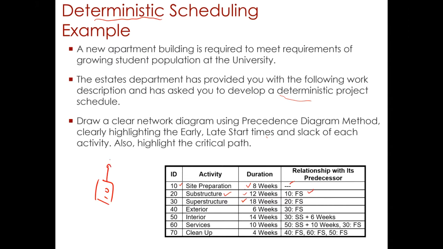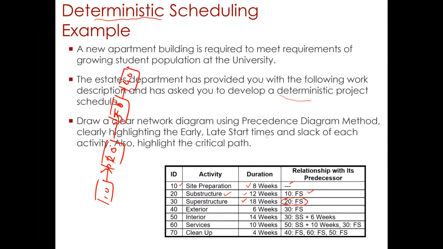So the next activity is 20, which has got a finish to start relationship with activity 10. The activity 30 superstructure has got finish to start relation with activity 20. So again, it's a very linear sort of relation. The activity 40 has got finish to start relation with, so sorry, it should have been 30 here, 40, again a finish to start relation.